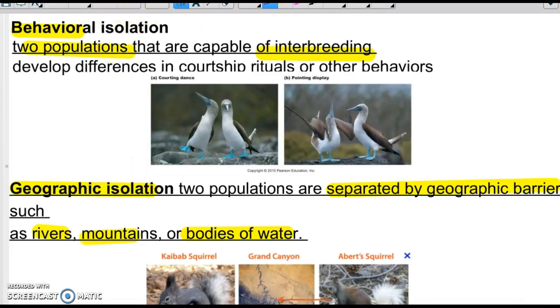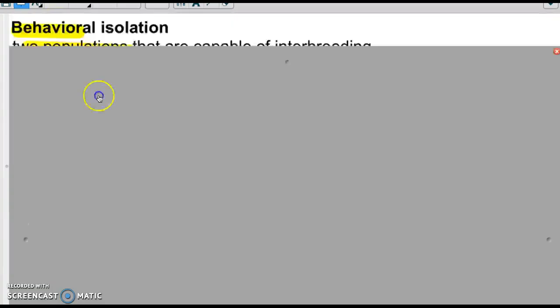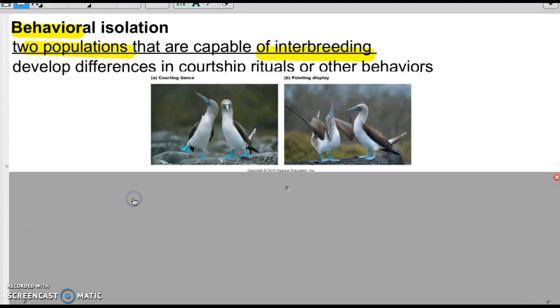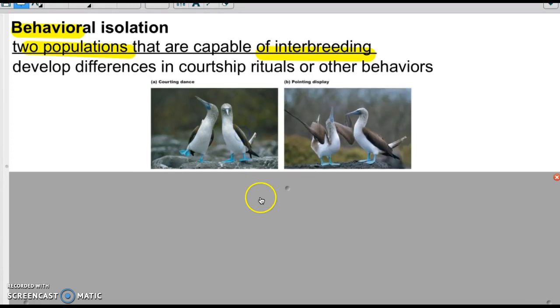So the first type we're going to talk about is behavioral isolation. Behavioral isolation is when these two populations' courtship doesn't match anymore. How they behave with each other, they aren't interacting together anymore.